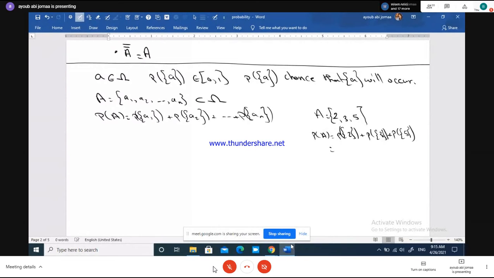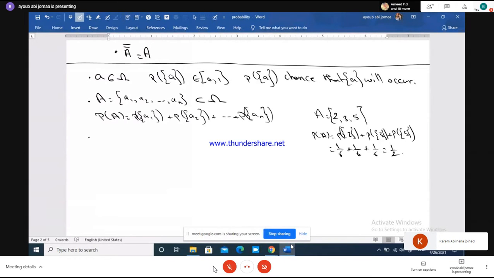Which is equal to: the probability of getting 2 on the die is 1 over 6. The probability of getting 3 on the die is also 1 over 6. And the probability of getting 5 on the die is also 1 over 6. Then the answer is 3 over 6, which is 1 over 2. This is the probability of event A.